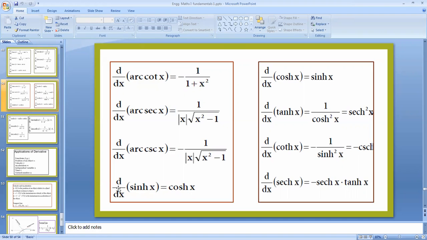Okay, so see here, the next kind of functions are hyperbolic functions. So what is d by dx of sine hyperbolic of x? It will be cos hyperbolic of x.